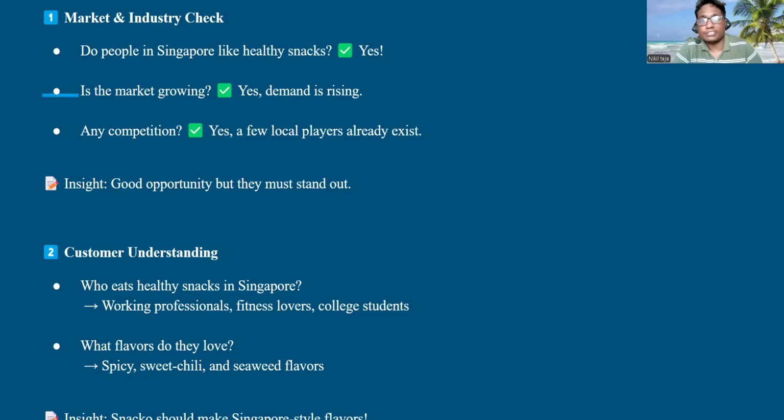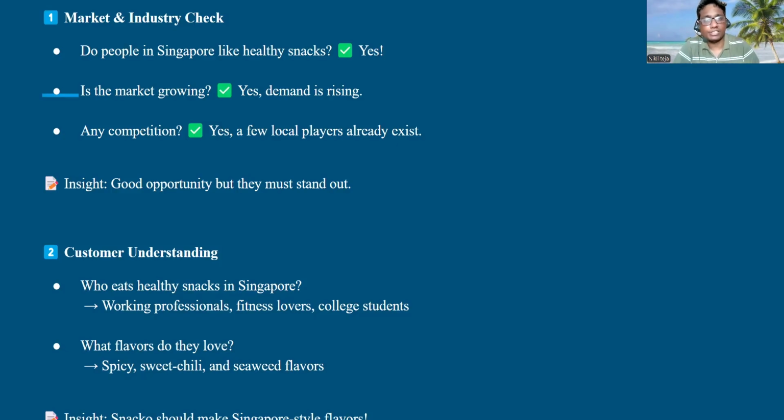Next, any competition? Yes, a few local players already exist, so there is already competition in the Singapore market. Even though yours is a healthy snacks brand, even in Singapore there is competition for you. There are some competitors making healthy snacks. By research we got to know this. We did industry and market analysis, and we got these insights and findings.